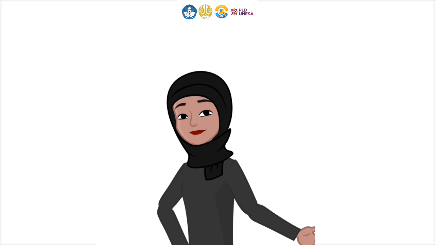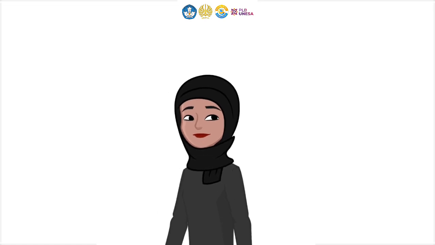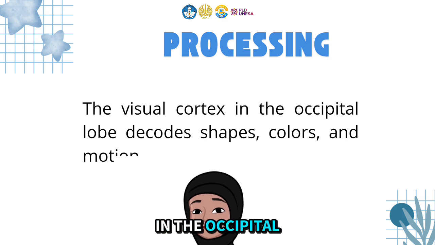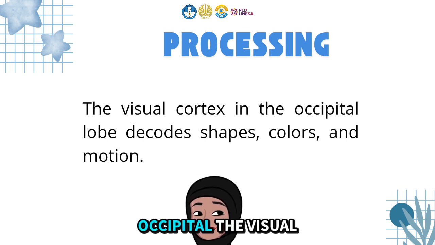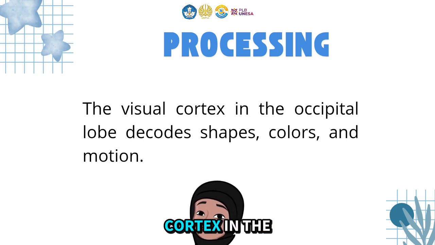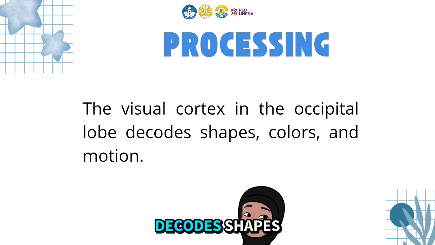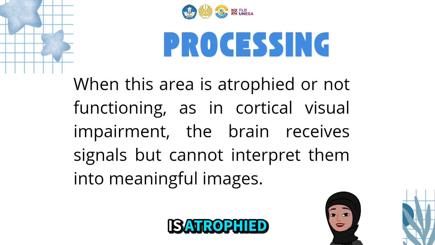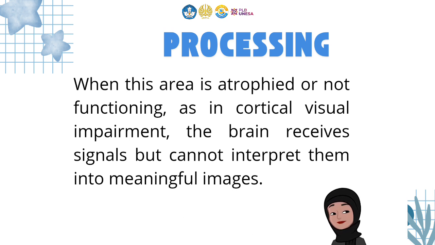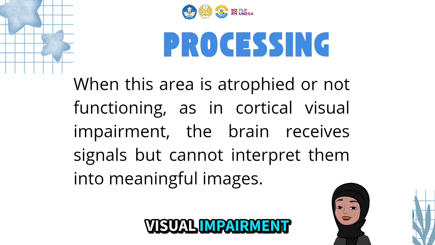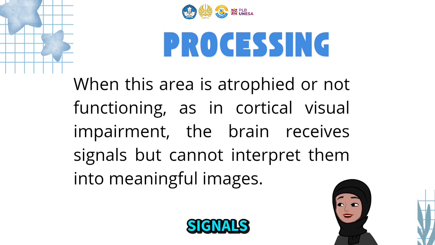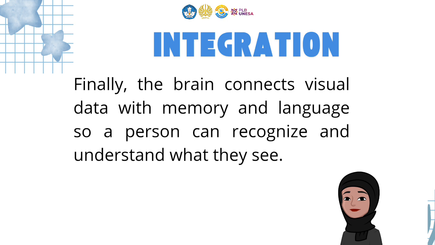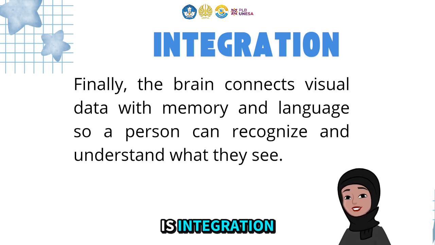And then is processing. The visual cortex in the occipital lobe decodes shapes, colors, and motion. When this area is atrophied or not functioning, as in cortical visual impairment, the brain receives signals but cannot interpret them into meaningful images. And the last step is integration.